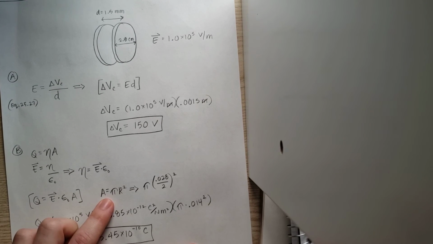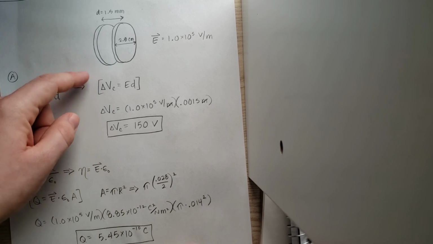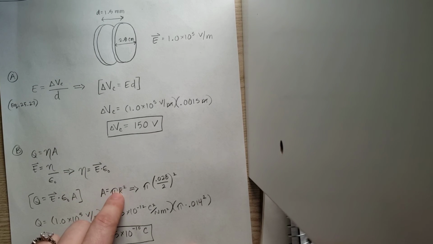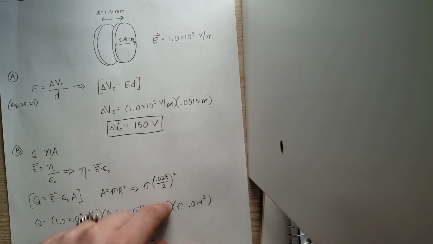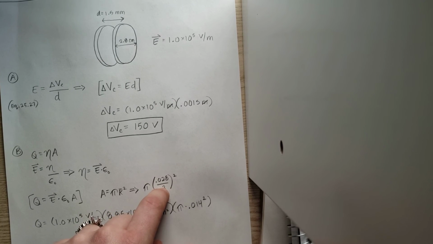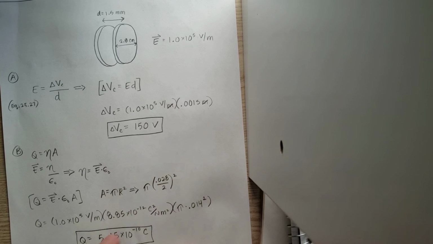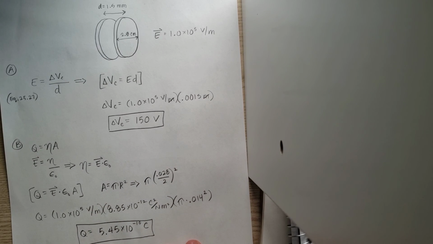And of course we can calculate the area because we know area of a sphere is equal to pi r squared. We know that our r is equal to that diameter halved, which again, remember to convert to meters. And plugging all that in, we get our charge equal to 5.45 times 10 to the negative 10 coulombs.